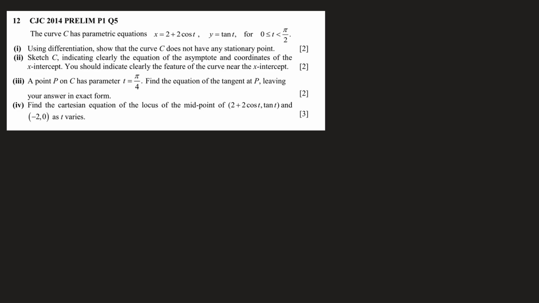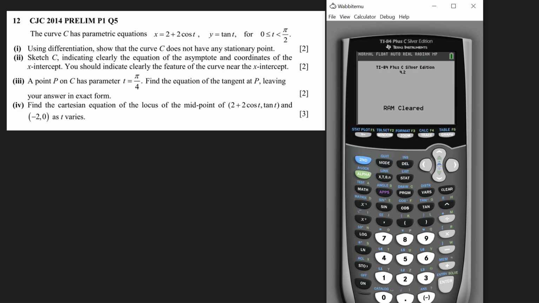So the second part: sketch C indicating clearly the equation of the asymptote and coordinates of the x-intercept. You should indicate clearly the feature of the curve near the x-intercept. Okay, so what we do is we open up our GC, making sure you go into parametric mode because we're keying in a parametric equation, right? So once we've done that, they'll ask you to key in the x equation of the parametric curve. So here is clearly 2 plus 2 cosine t. And for y, we will be putting tangent t.